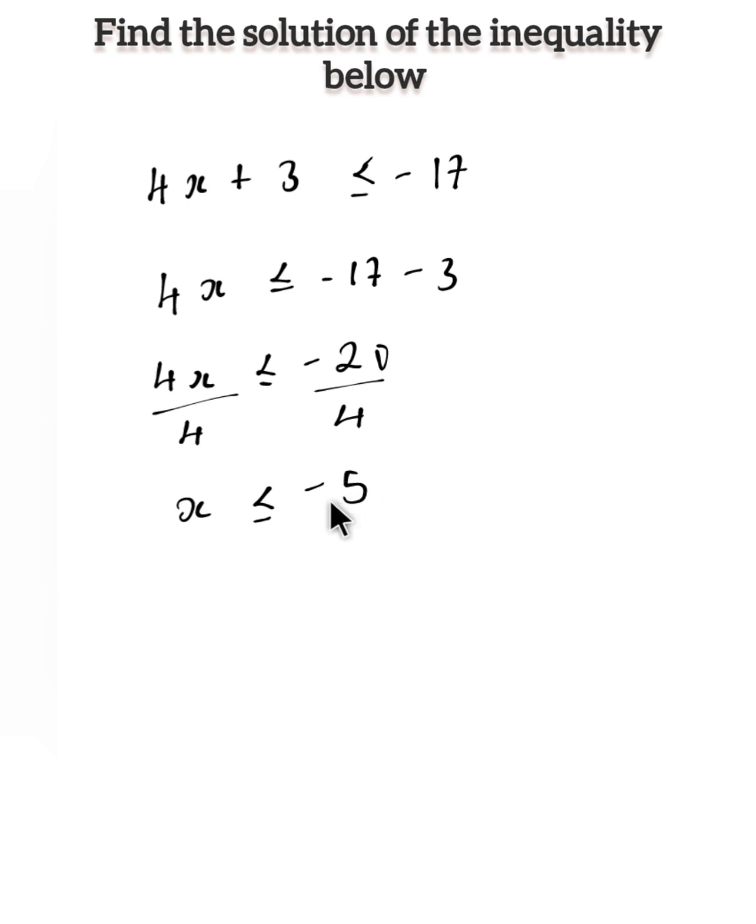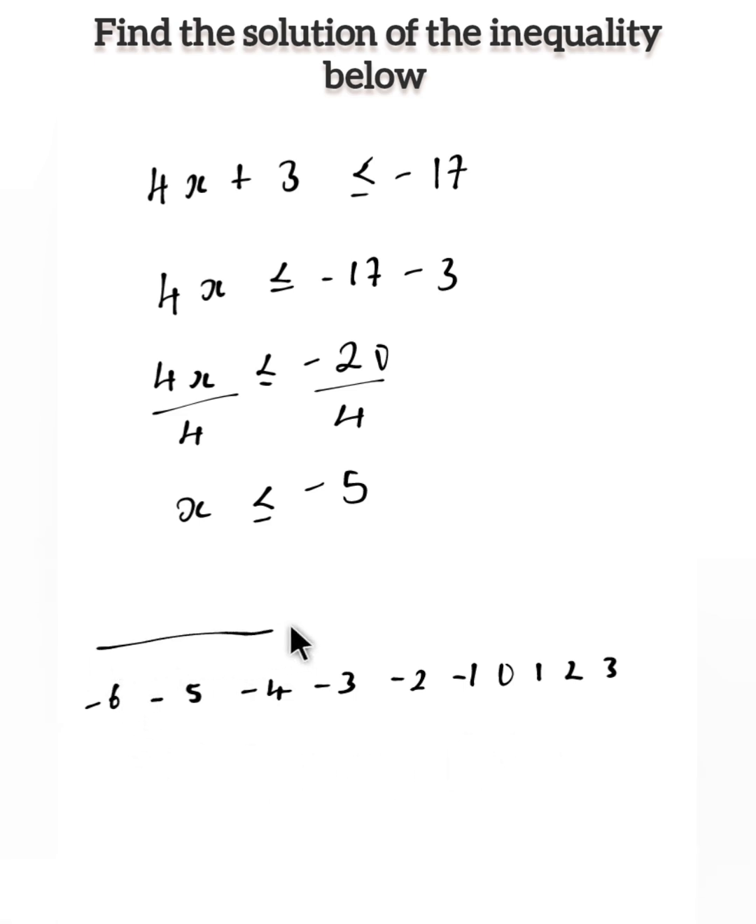And that is the answer. Now, if we're going to draw out our answer, we use a number line. Now, we know that in our number line, we have numbers like minus 6, minus 5, minus 4, minus 3, minus 2, minus 1, 0, 1, 2, 3. So these are the numbers in the number line.